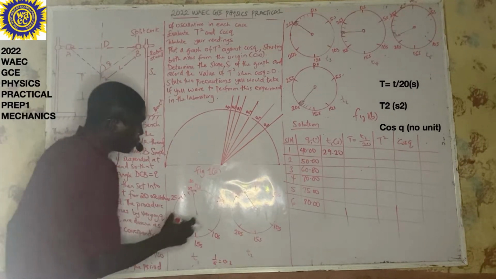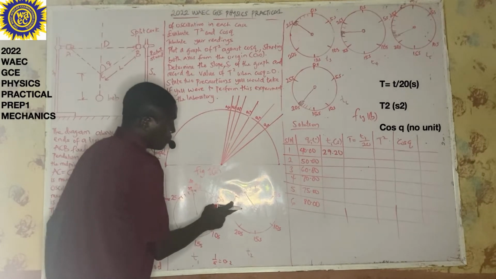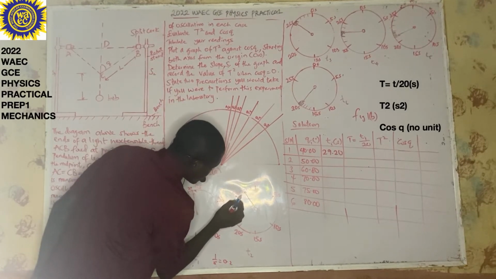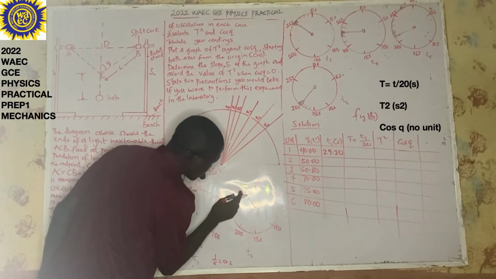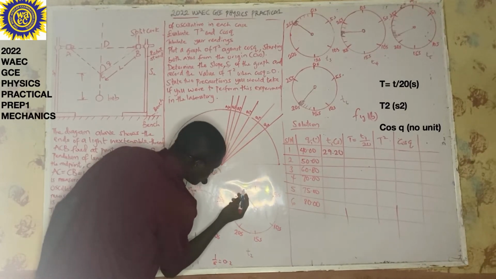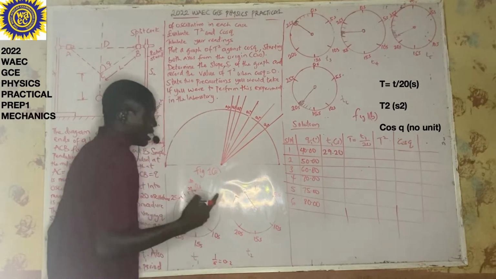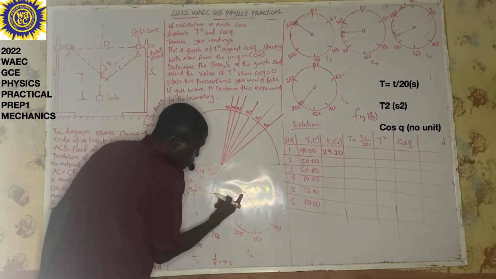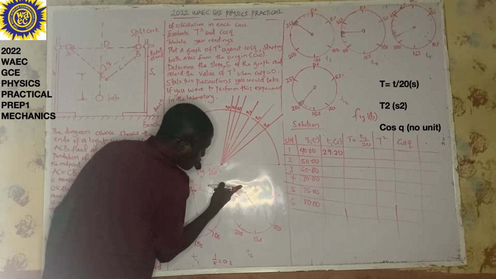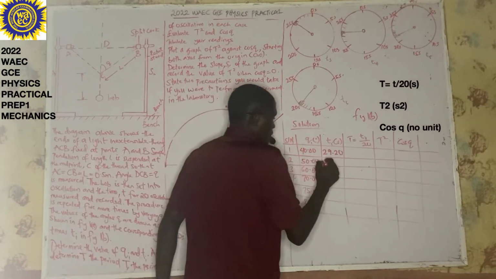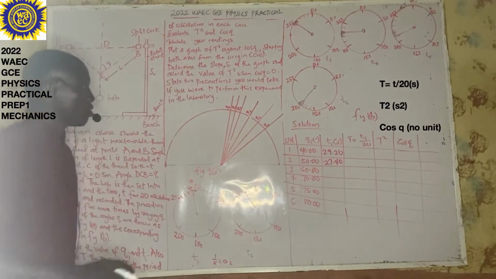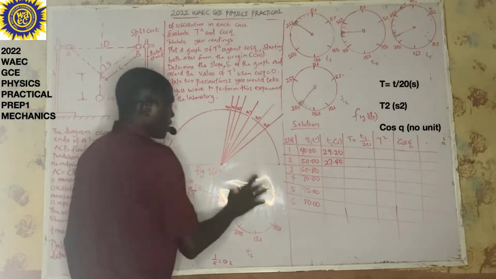Now moving to the next one, which is the T2. Look at this: 25, 26, 27. Now this is 27. I told you that each black line is 0.2. So this is 25, 26, 27, 27.2, 27.4. So this is 27.40.